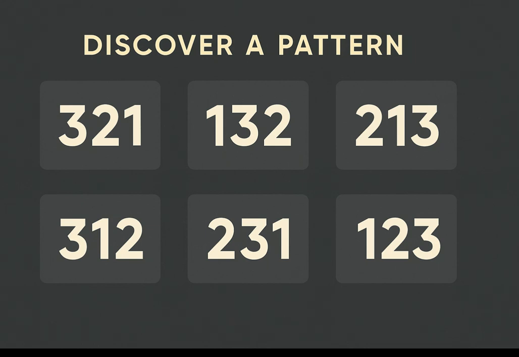Let's now uncover a hidden pattern. These numbers all use the same digits. We're taking the numbers 1, 2, and 3 just in different order. If you place them, what do you get? You get 321, 132, 213, and so on, right? What do you think is common between all these numbers? We need to explore our numbers and understand the digits, right?